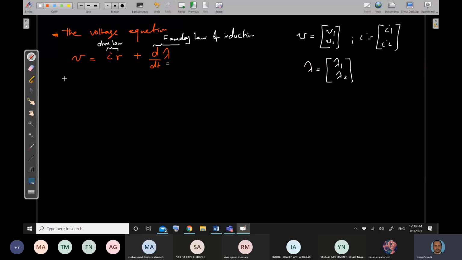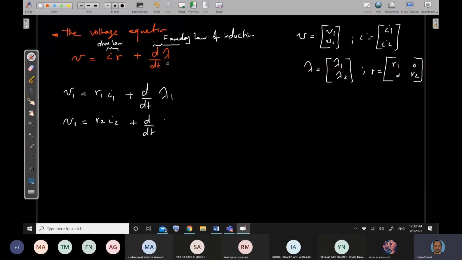And R, if I'm assuming I'm having two coils, so R will be what? A diagonal matrix consisting of R1, R2. The self-resistance of the first coil and the resistance of the second coil. So if I need to expand, the voltage equation can be written as V1 is equal to R1 I1 plus d by dt of lambda 1, and V2 is equal to R2 I2 plus d by dt of lambda 2.